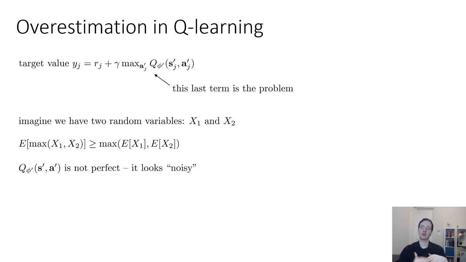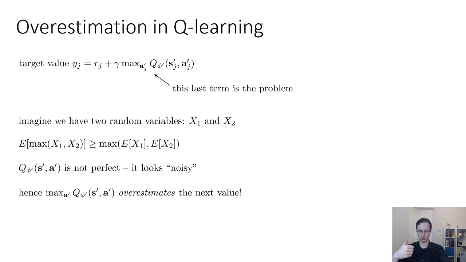And for the same reason that the expected value of the max of x1 and x2 is greater than or equal to the max of their expected values, the max over the actions will systematically select the errors in the positive direction, which means that it will systematically overestimate the true Q values, even if your Q function initially does not systematically have errors that are positive or negative. So for this reason, the max over A prime of Q phi prime S prime A prime systematically overestimates the next value. It basically preferentially selects errors in the positive direction.